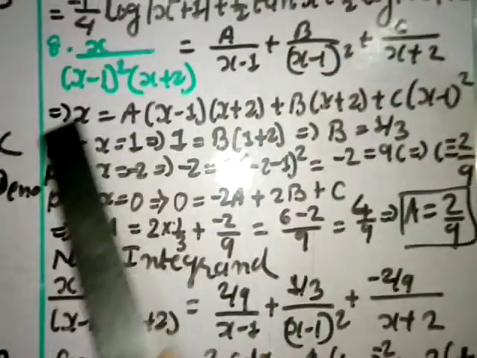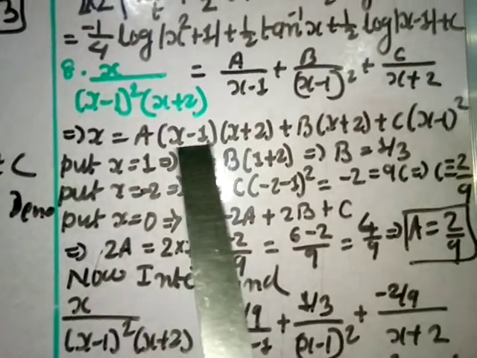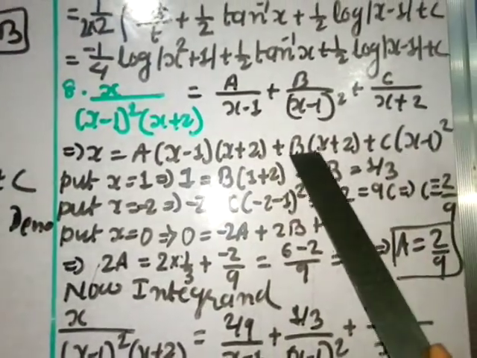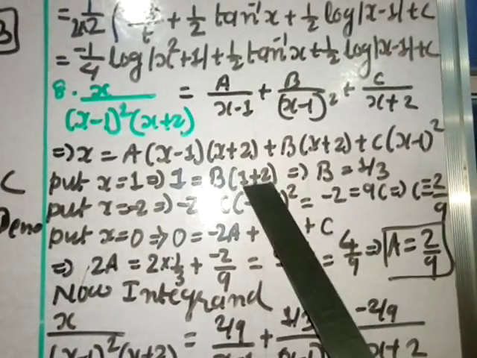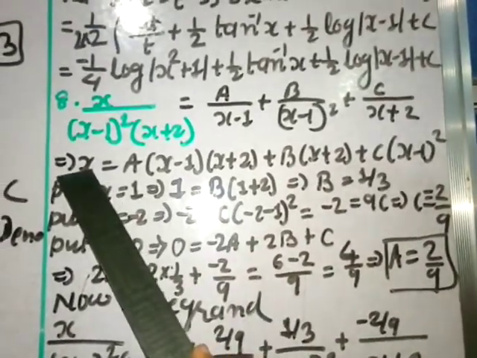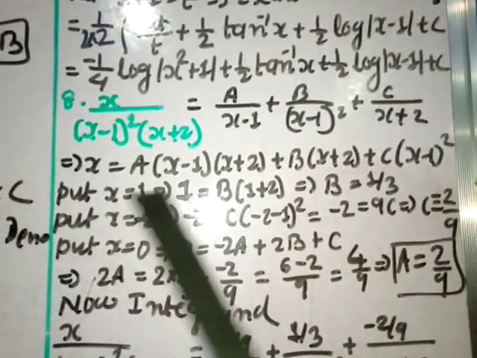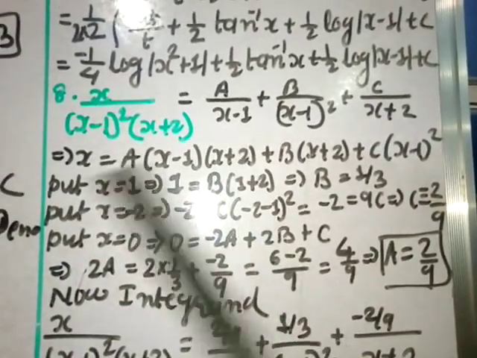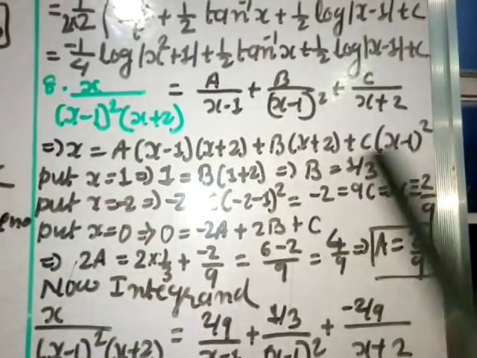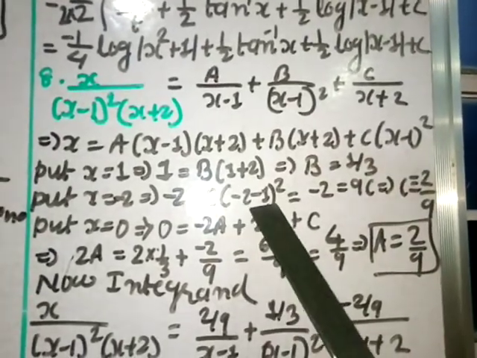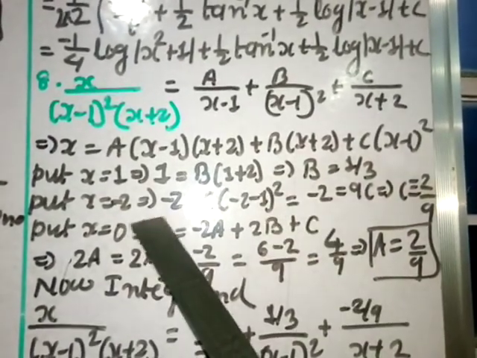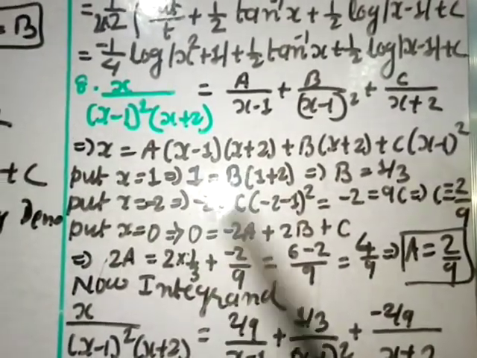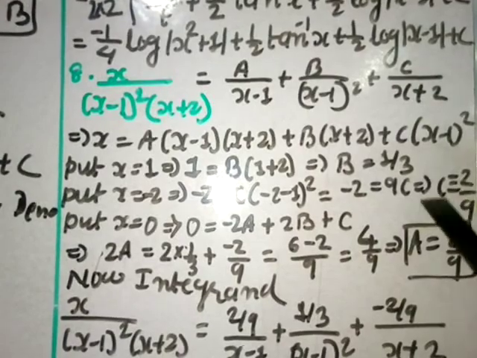Then put x equal to 1, which makes the other terms 0. When you put 1, the other terms cancel and only b remains. So 2 plus 1 gives you 3, and this side is only 1 because we are placing x as 1. So you get the b value as 1 by 3. Put x equal to minus 2, which makes the other terms 0, so only this term remains. Minus 2 minus 1 gives you minus 3, minus 3 square is 9, which you transfer here, and this side also you put x equal to minus 2. So you get minus 2 by 9. That is the c value.